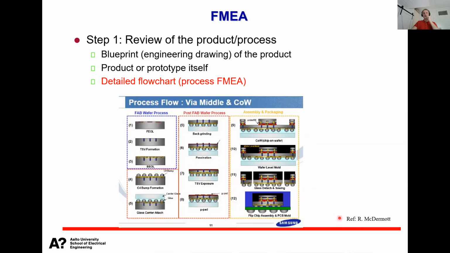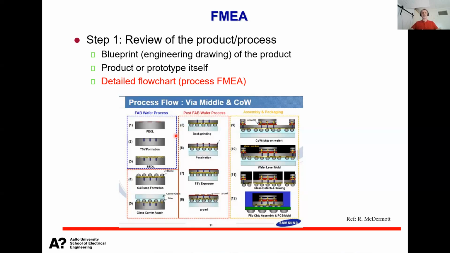But then after you have assembled the whole package, you see that, okay, the processor does not have proper communication to the memory component, because there was some process contamination, and a certain part of that chip is not working properly, or something like this. So the point here was just to highlight that you can also use the basic idea of FMEA on a process rather than a product.